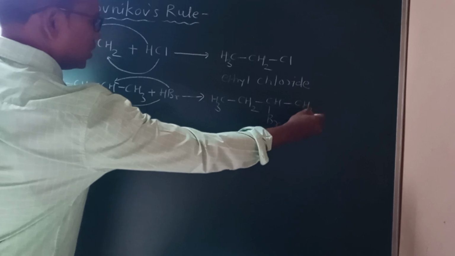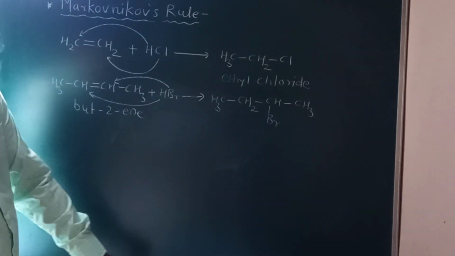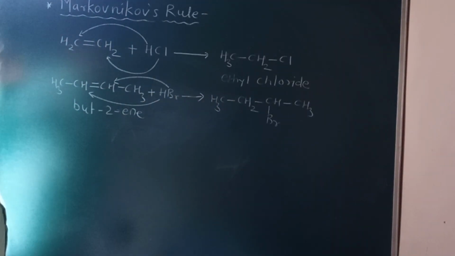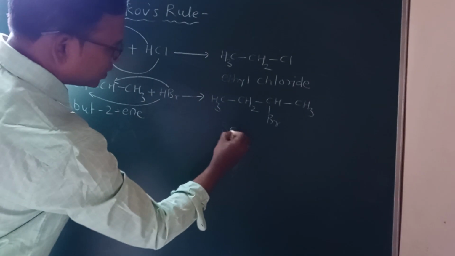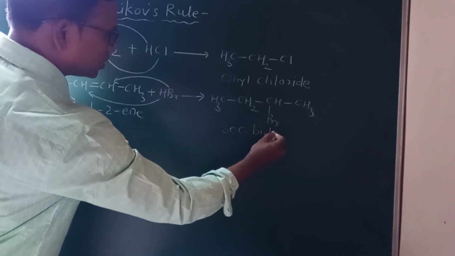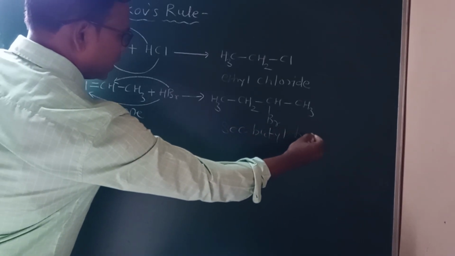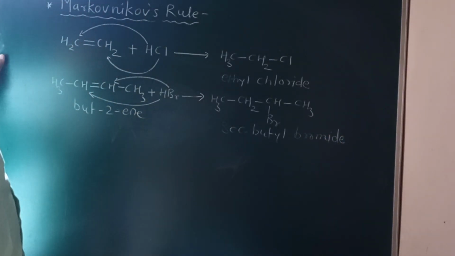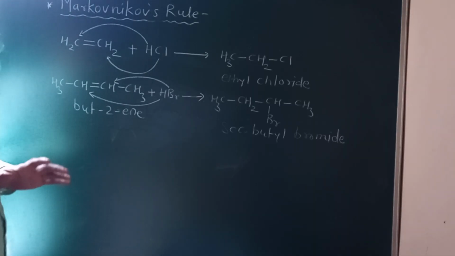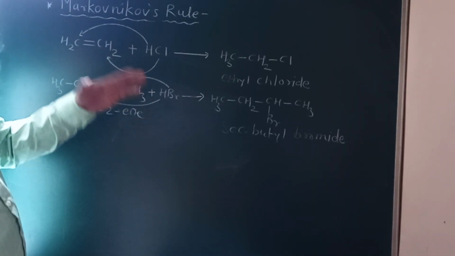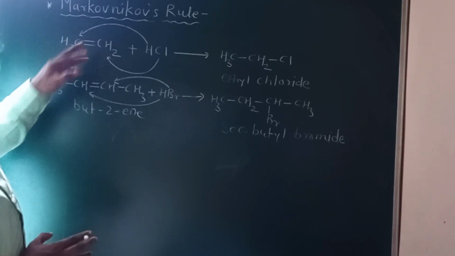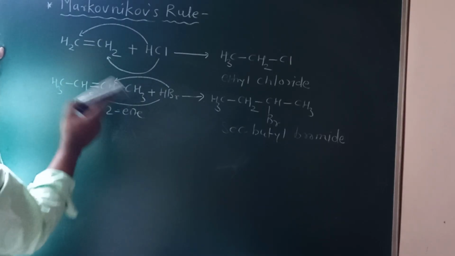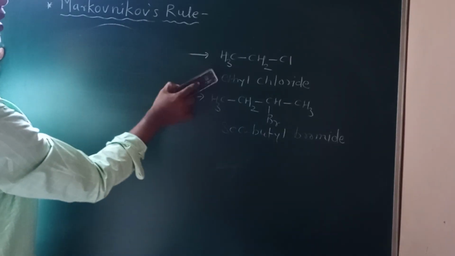Now this alkyl halide, it is known as what? It is 2-bromobutane, correct? Its common name is secondary butyl bromide. Okay. So these two are the reactions in which an unsymmetrical reagent is added to a symmetrical alkene, where this rule is not applicable. Yes. Now let us have an unsymmetrical alkene and an unsymmetrical reagent.